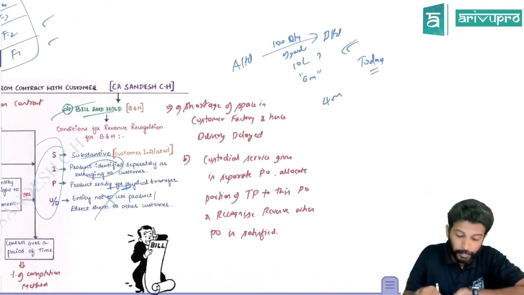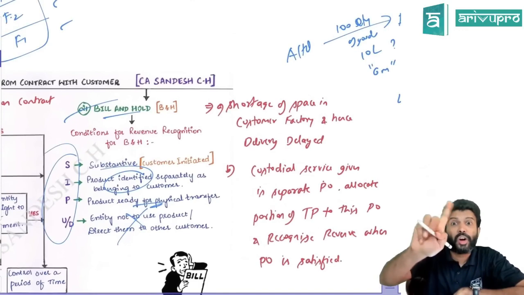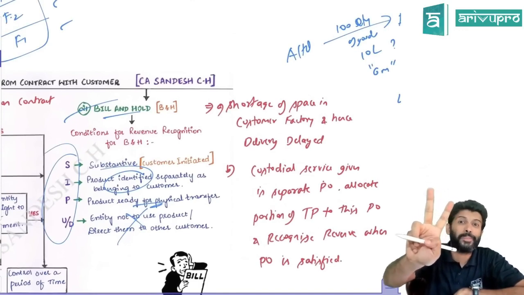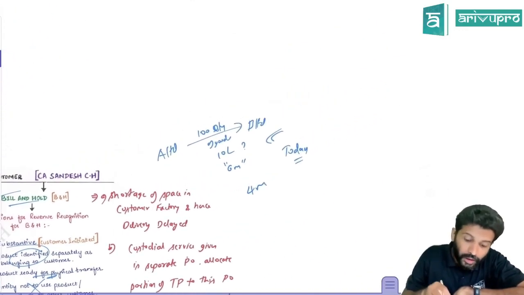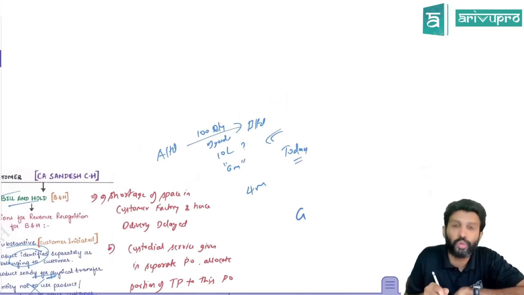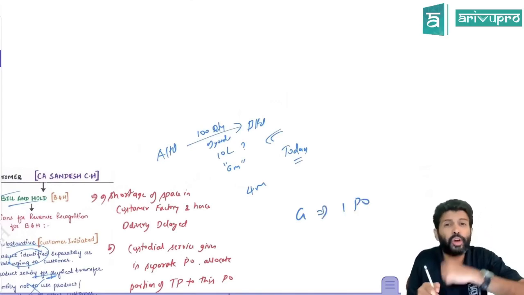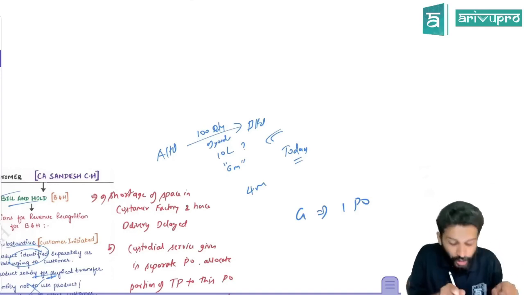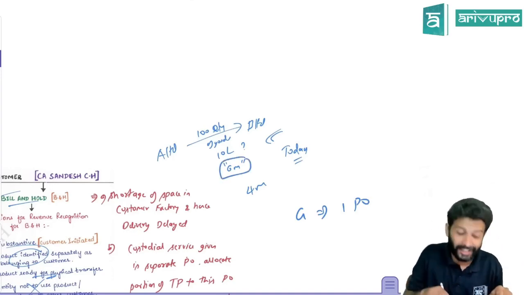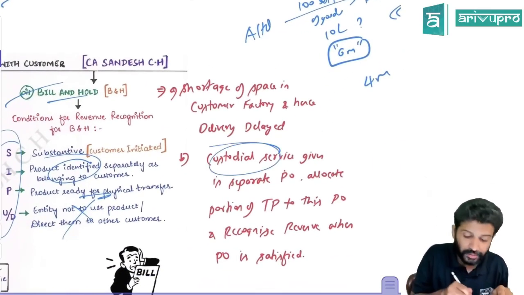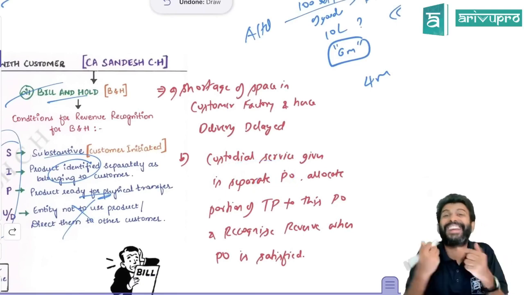And one more thing you need to keep in mind is that here there is not just one performance obligation. There are two performance obligations, one hidden. Why? One performance obligation is to transfer goods. But are you transferring only goods, or are you also storing the goods? You're storing the goods for 6 months in your factory, right? So even the custodial service is a separate, hidden performance obligation.